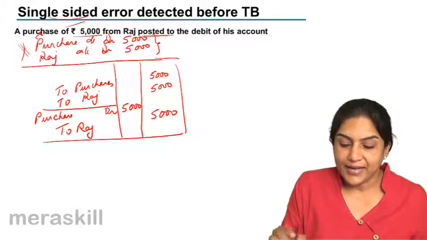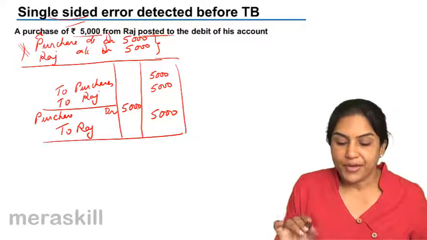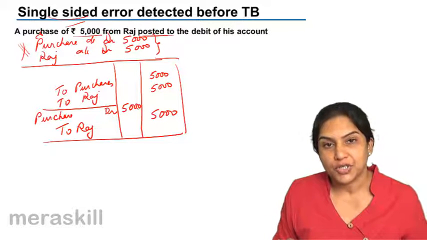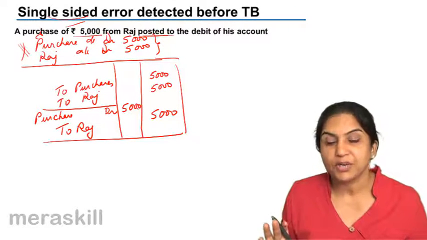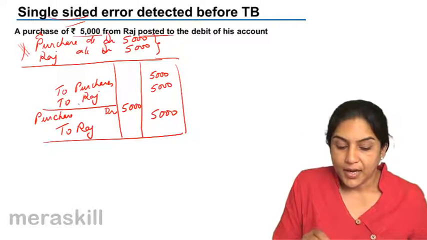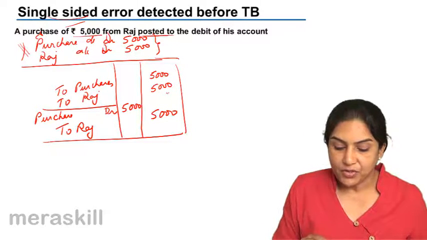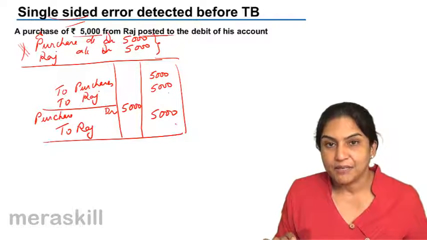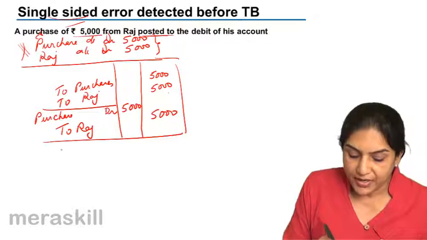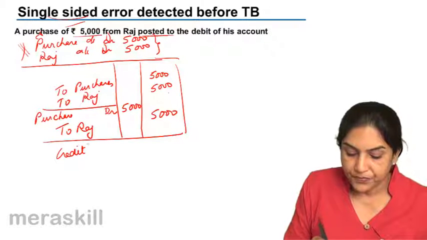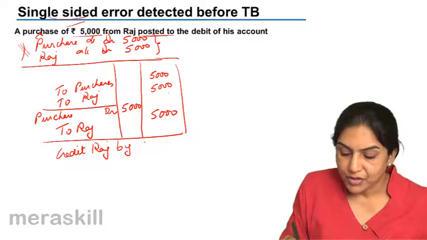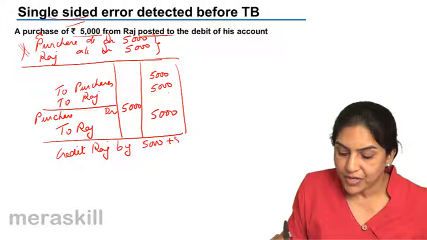Purchase account credited by 5,000, purchase account debited by 5,000. Therefore, we don't have to do anything to the purchases account. Yes or no? Purchase account has been recorded correctly. We have to credit Raj by 5,000. Again, we have to credit Raj by 5,000. Basically, that means our rectification entry is to credit Raj by 5,000 plus 5,000, that is equal to 10,000.